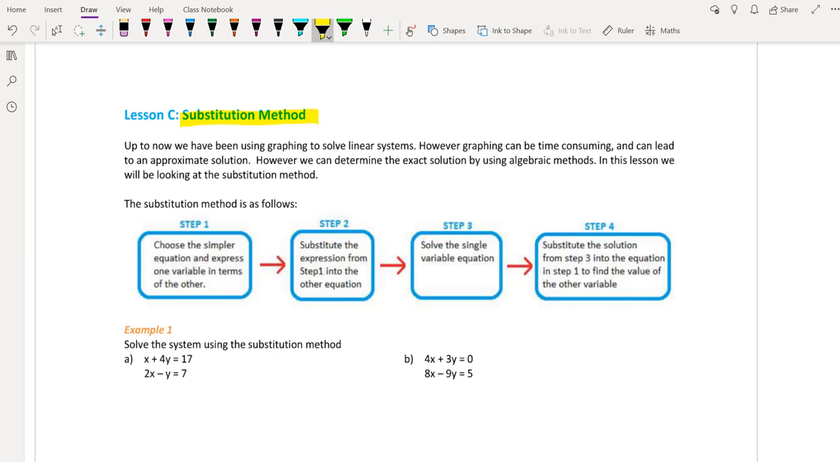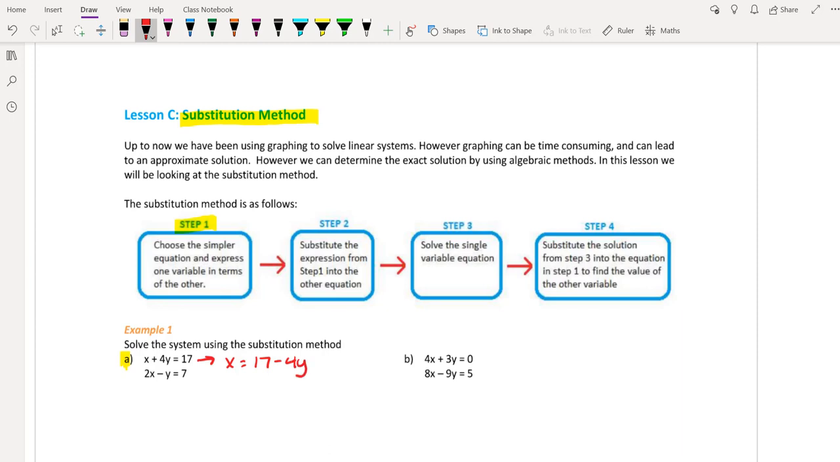So the first step is to look at your system of equations here. So we're looking at A, and we're going to rearrange one of the equations to look like x equal to something or y equal to something, right? And you just pick the one you think is going to be easier to do. So I'm looking at this, and this one looks like it's pretty easy for me to manipulate. I'm going to write this down as x is equal to 17 minus 4y, and just move the y term over to the other side.